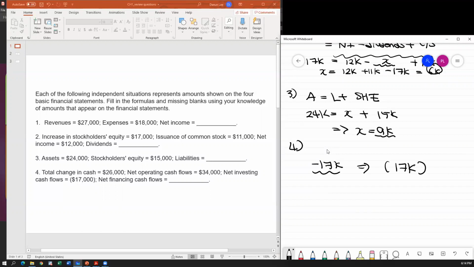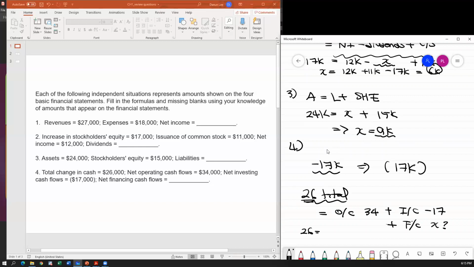And then net financing cash flow. This is the financing section with respect to the statement of cash flows. According to the question, the total change in cash was 26, okay? We have operating cash flows of 34, investing cash flows of negative 17. The question is asking, what about financing cash flows of X amount? Okay, that's very easy stuff.